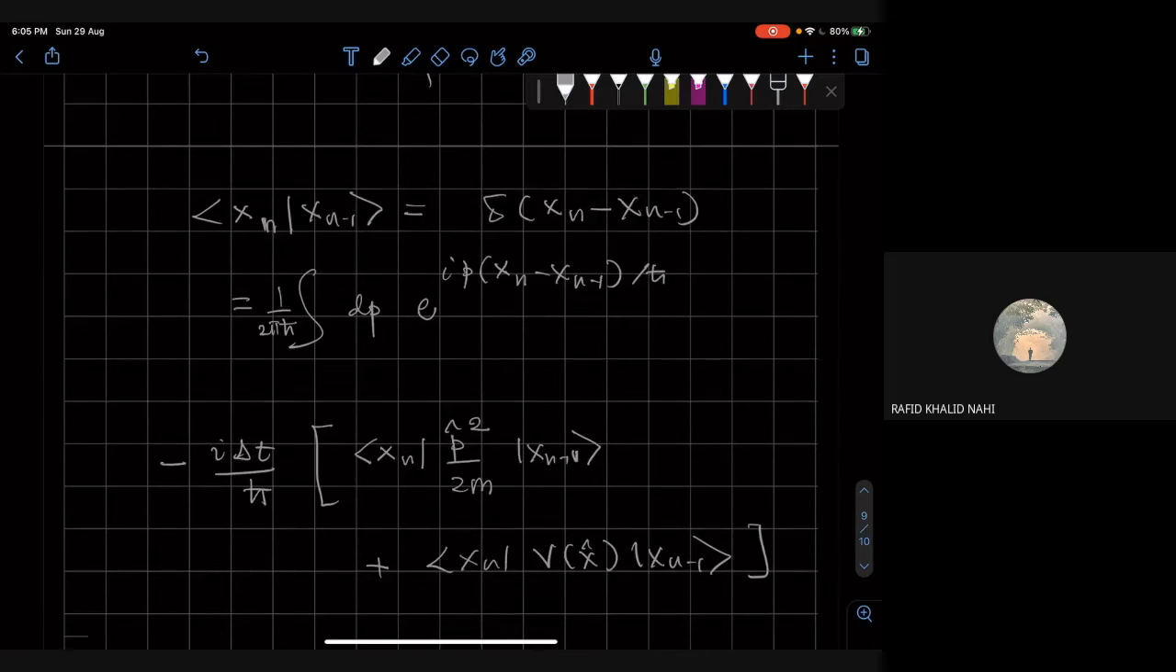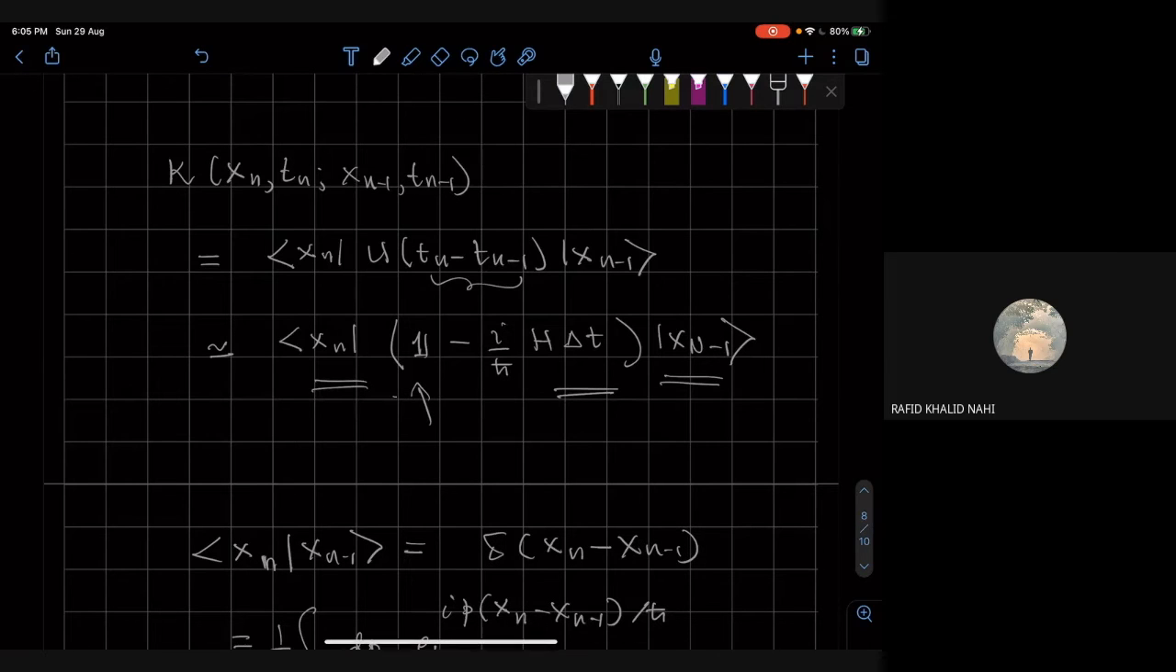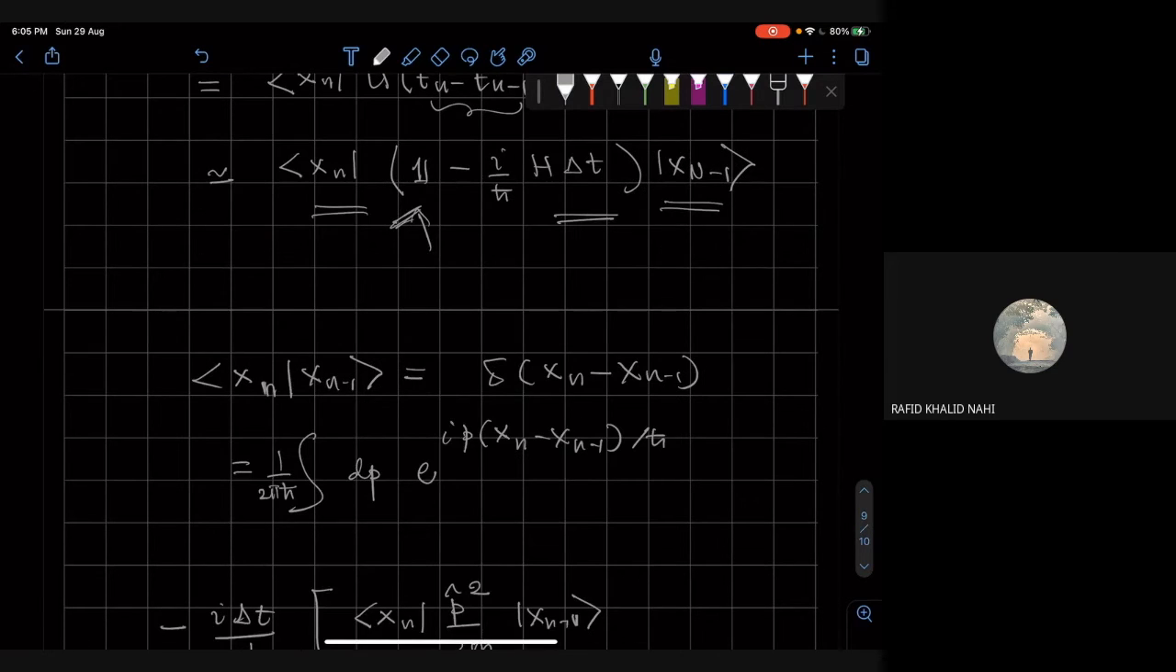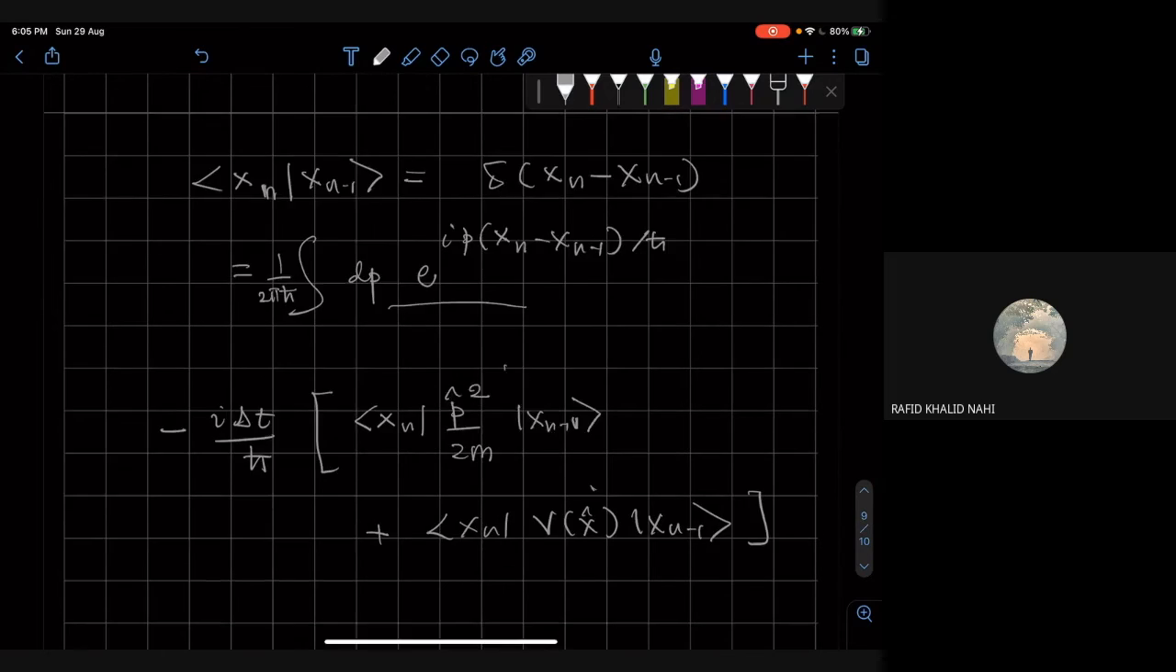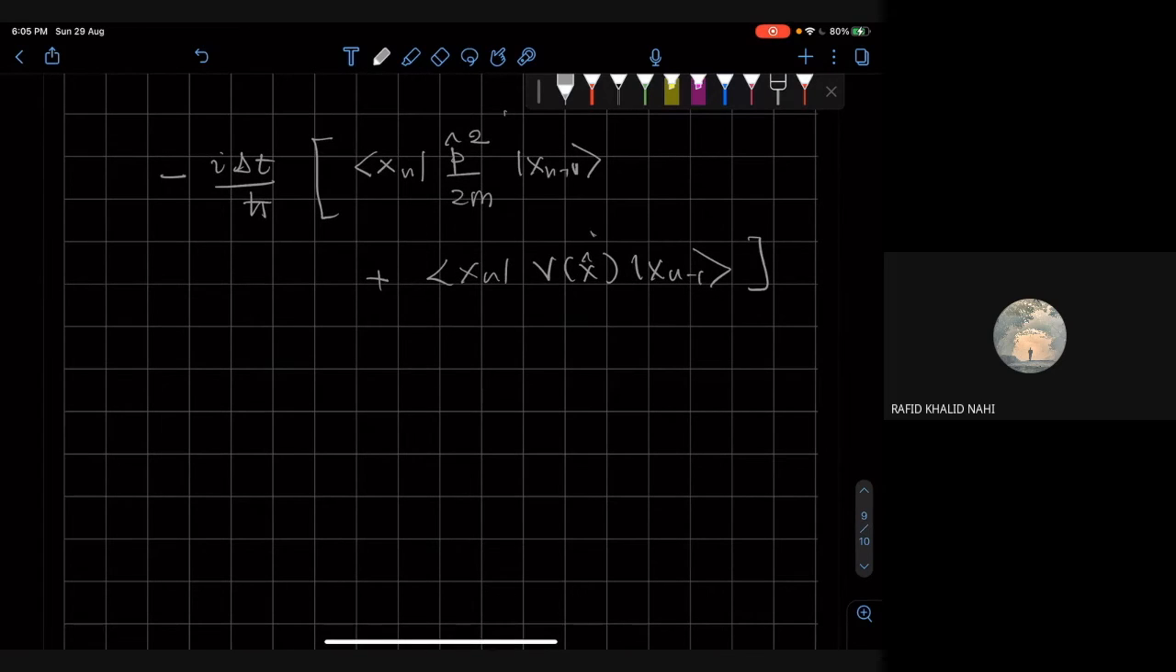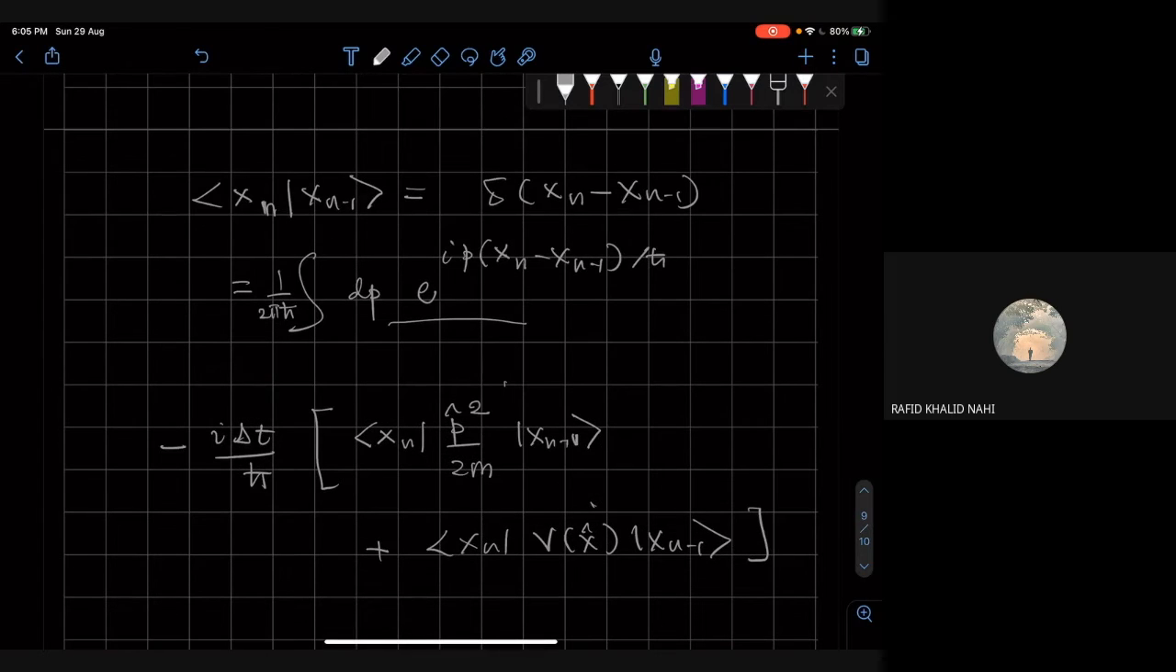So we have already calculated the first term. The first term is this thing. The second term has two terms, the kinetic term and the potential term. And now we are going to massage the kinetic term. Our aim is to put all the terms in this kind of form, okay?